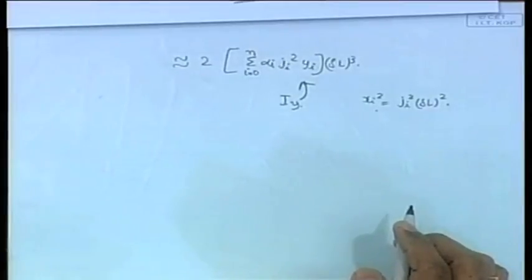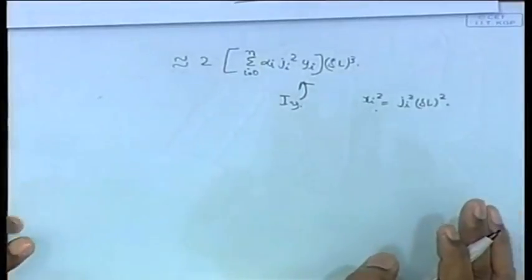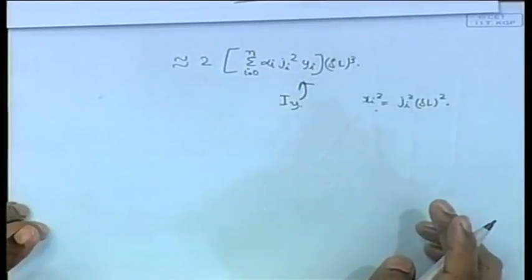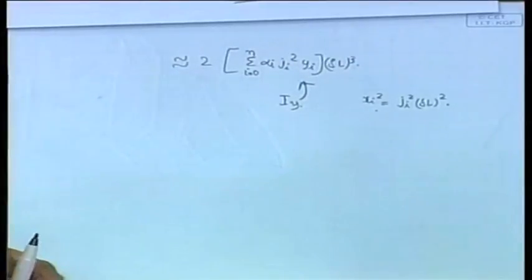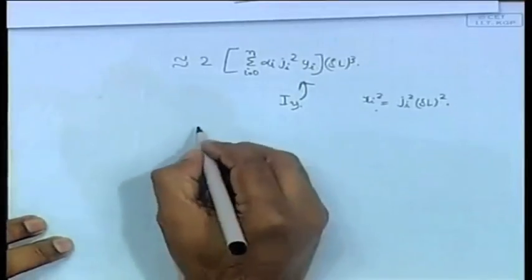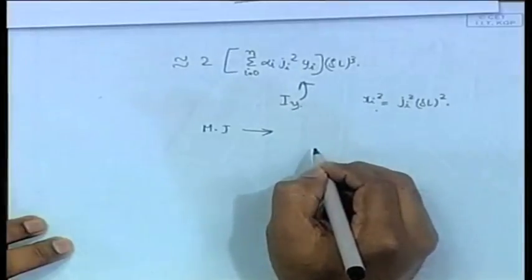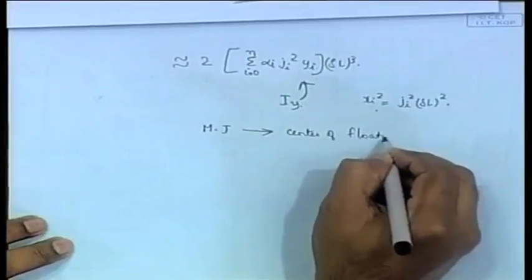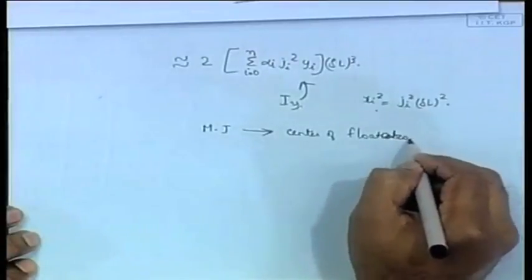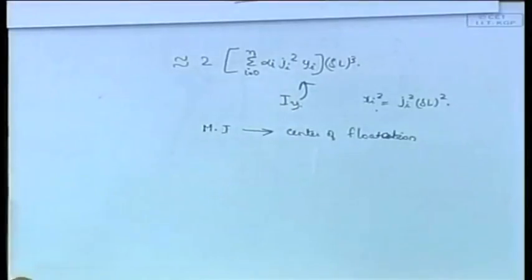Now you can also do a longitudinal moment of inertia. This is about the origin of coordinates, which is station 0. Now you can also find the moment of inertia about which point? The center of flotation. Okay. Center of flotation, actually you know by now what is the center of flotation. It is the centroid of that water plane area.